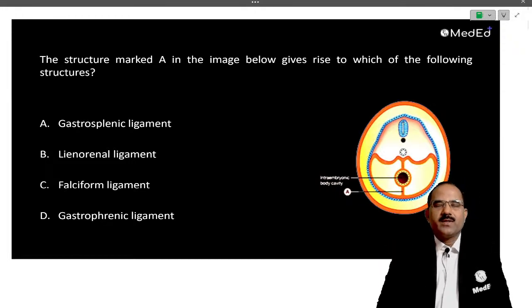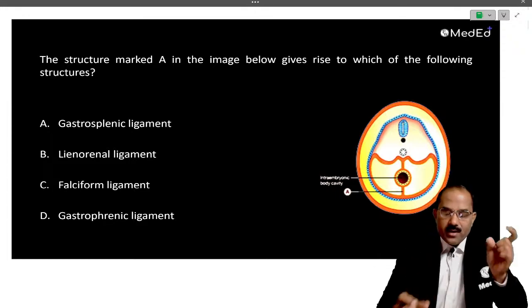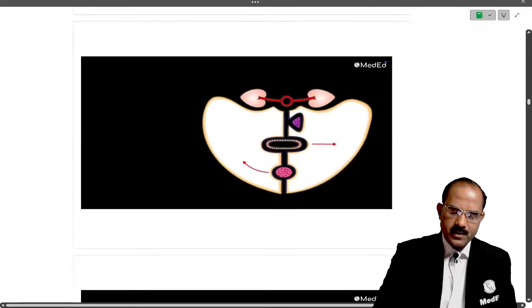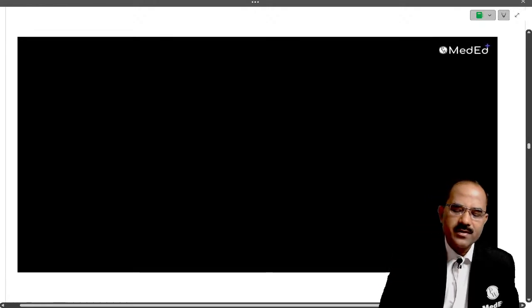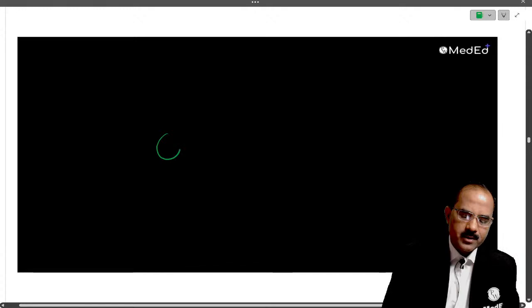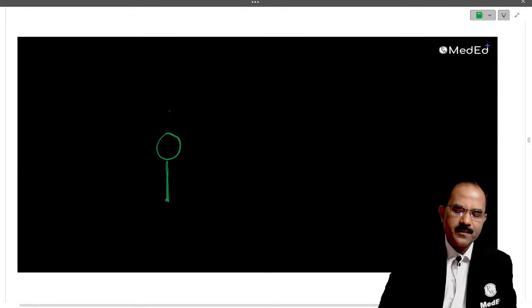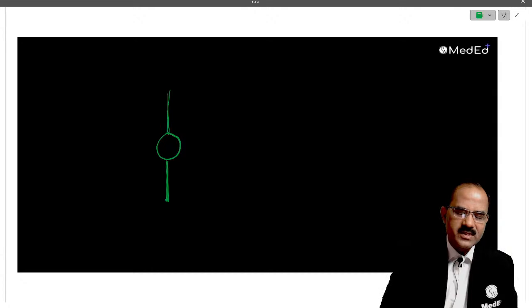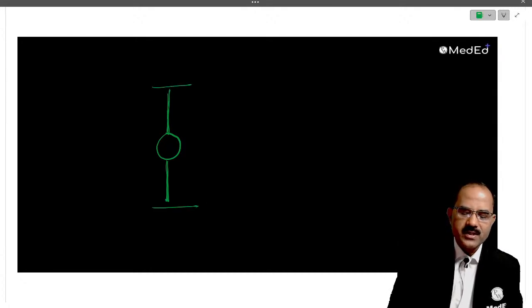How do I tell you this? One moment. Now this I have to tell you directly. Okay, let me explain it like this. See, during development, if I draw this as the stomach, this stomach is attached to the anterior abdominal wall and the stomach is attached to the posterior abdominal wall. This is the anterior abdominal wall, that's the posterior abdominal wall.